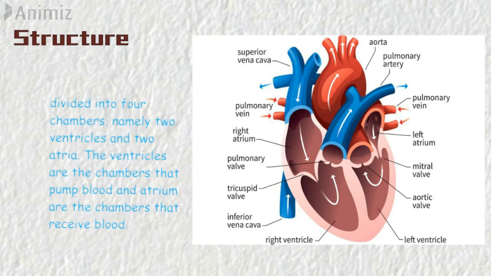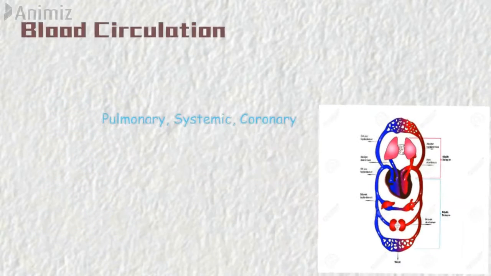Pulmonary valves lie at the base of the pulmonary artery, while the semilunar valves lie at the exit of each ventricle. Now on to the arteries and the veins. Arteries carry blood away from the heart, while the veins carry it towards the heart. There are 3 types of blood circulation, namely the pulmonary, systemic, and coronary. Pulmonary circulation is responsible for carrying the oxygenated blood away from the heart.